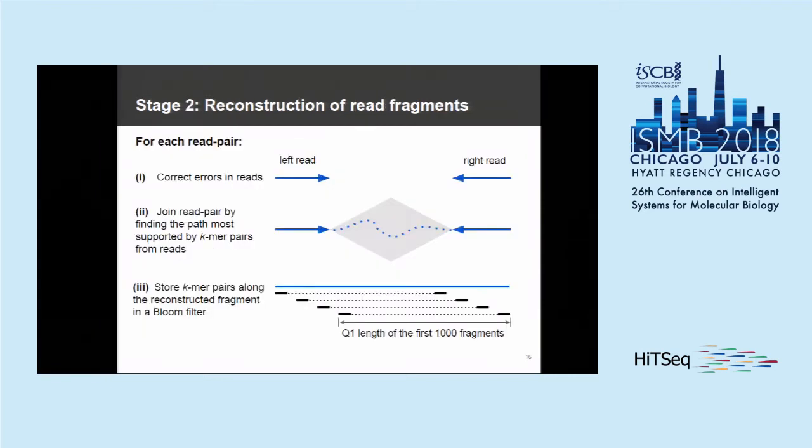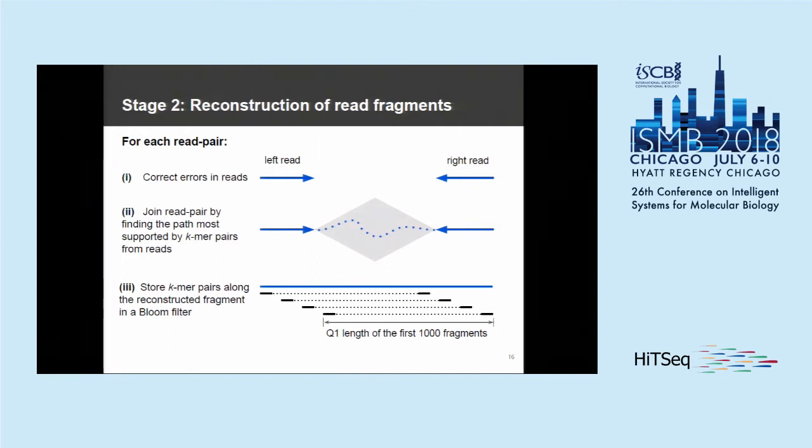After these 3 Bloom filters have been constructed and stored in memory, we can reconstruct read fragments from paired-end reads. We can use the 3 Bloom filters to correct errors in the reads. After that, we can use the Bloom filters to find the path that is most supported by k-mer pairs from the reads to join the 2 reads of a pair together.